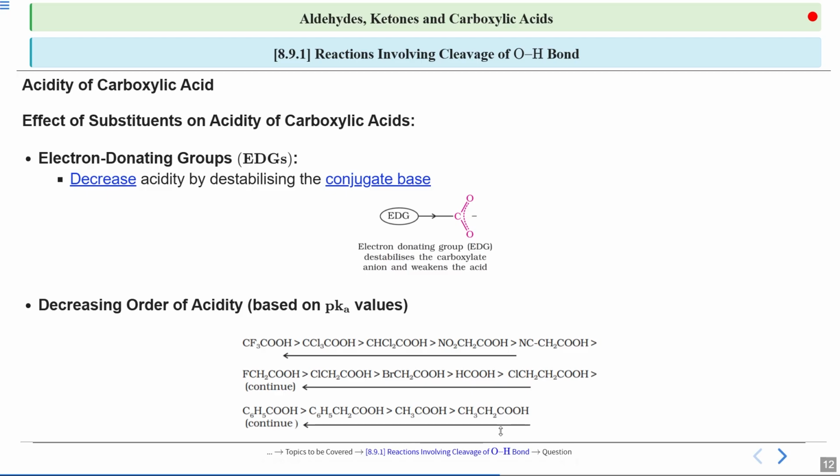If it is donating electron density, then the OH bond will become less polar and hydrogen will not be released easily. But if I talk about CF3COOH, this withdraws the electron density, which stabilizes the conjugate base and makes the release of a proton easier.